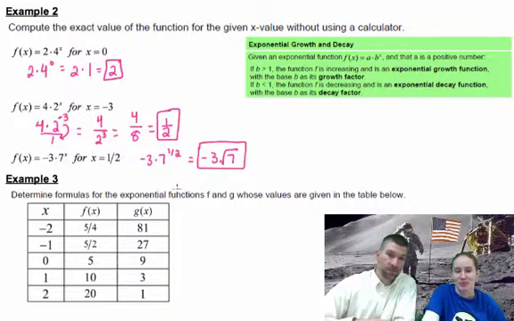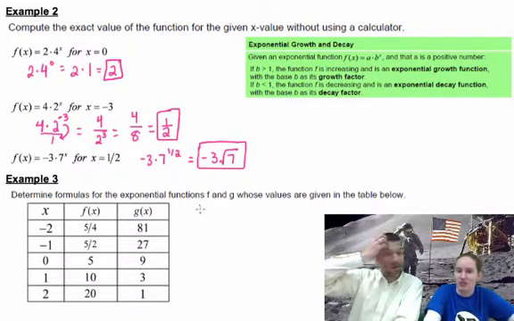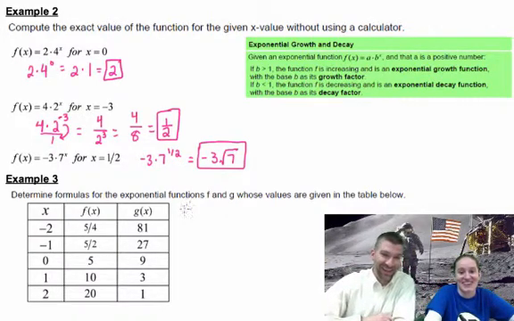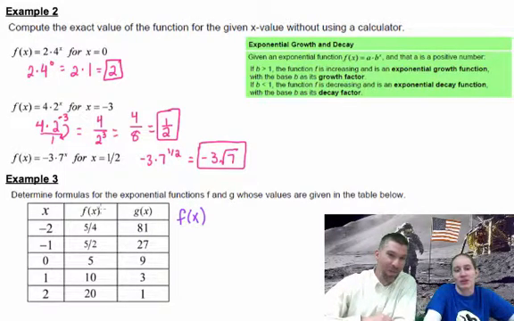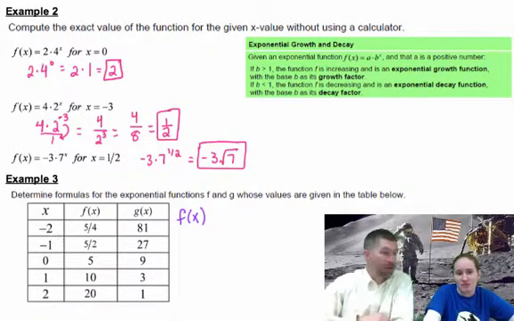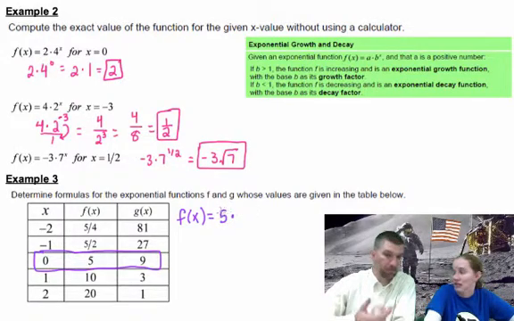Example 3. Determine formulas for the exponential functions f and g whose values are given in the table below. So let's start with f of x. What we need for writing a rule like this is the initial value, that's when your x is 0. For both of these functions, we're going to need this value right here. That's the number in front, the a.